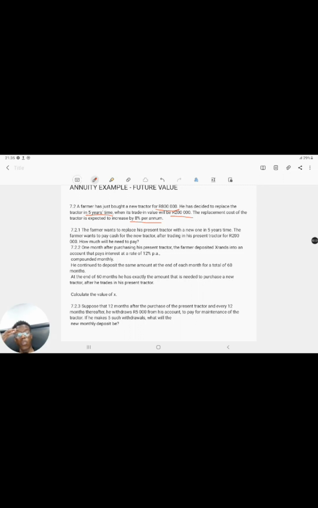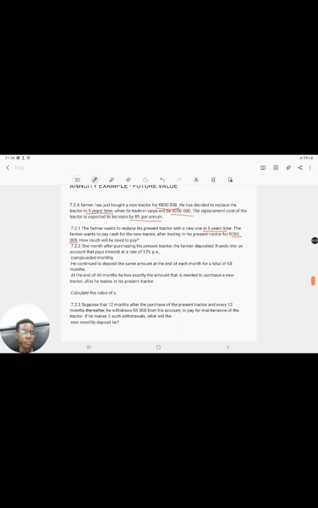Okay, so 7.2.1. The farmer wants to replace his present tractor with a new one in 5 years' time. The farmer wants to pay cash for the new tractor after trading in his present tractor for 200,000. Okay, so we have this 200,000 already. It's just a bit of repetition from their side. It's been given to us in the first paragraph. How much will he need to pay? Okay, so there's our question. How much will he need to pay?